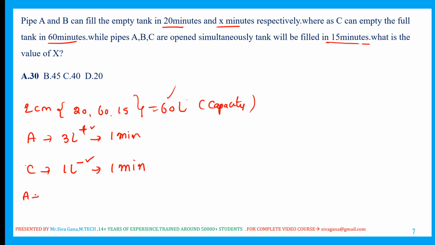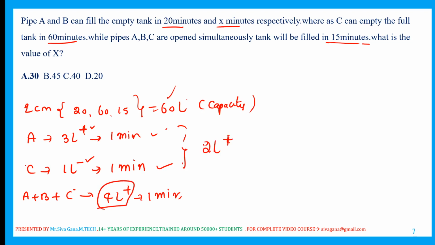Now if all 3 work together in 15 minutes, 60 by 15, 4 liters are filled in 1 minute. Just see, A fills 3 liters, C empties 1. Effectively how much? 2 liters filled. All 3 together, 4 liters filled.